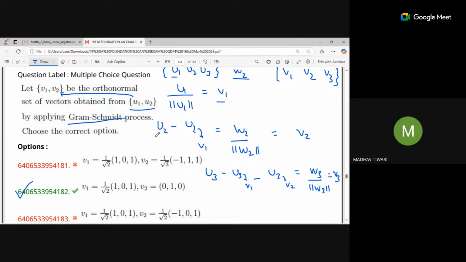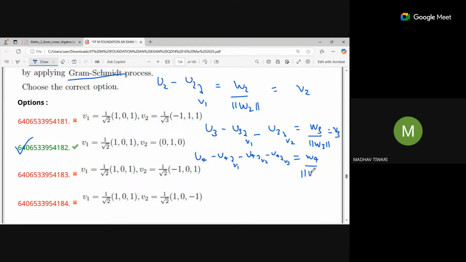So each time you have to take a vector and remove its projection from the previously found vectors. V1 found, v2 found, and now we have found v3 as well. If I have u4 here, I have to remove u4's projection on v1, then u4's projection on v2, then u4's projection on v3. Now I will get w4, and if I divide it by its norm, I will get my v4. Okay, sir, got it.